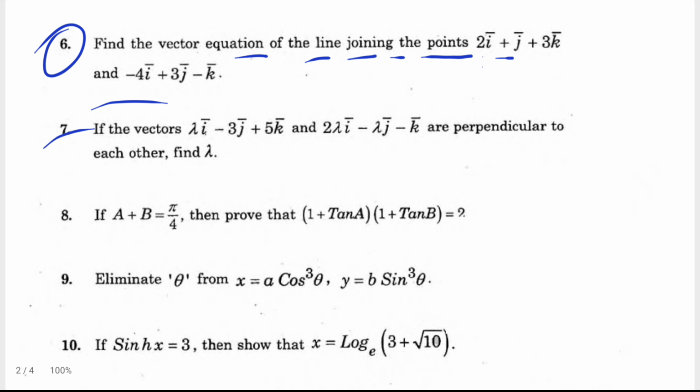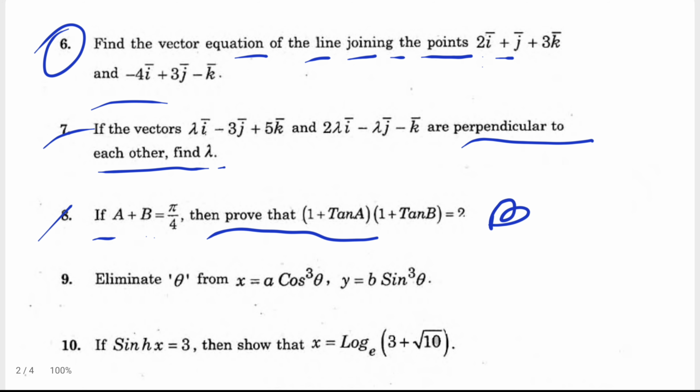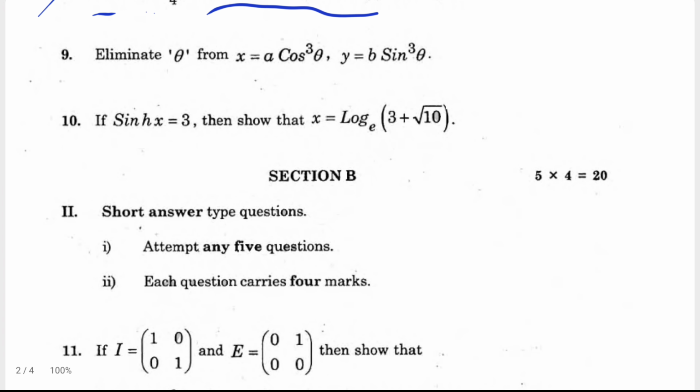Okay, question number 7: if the vectors alpha i minus 3j plus ... are perpendicular to each other, find alpha. You have to find alpha. This is also easy. Question number 8: if alpha a plus b alpha equals pi by 4, then prove that this is one of the important questions. Proving questions are very important.